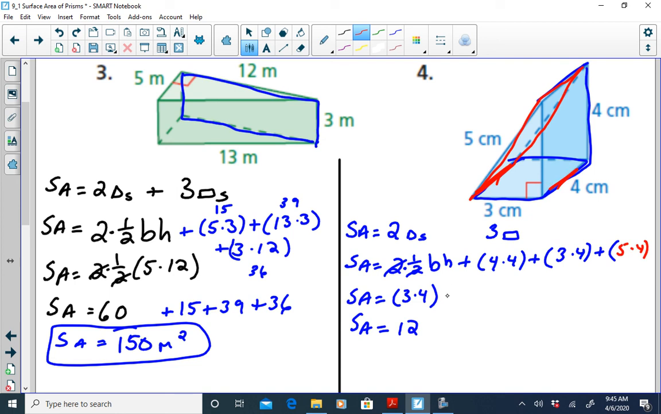So we have 3 times 4, right? Plus the 4 times 4, which is 16. Plus the 3 times 4, which is 12, plus the 5 times 4, which is 20. So my total surface area is going to be 12 plus 12 plus 16 plus 20. That's 26 for the first two, so that's going to be what? 44, 54... 60 square centimeters.